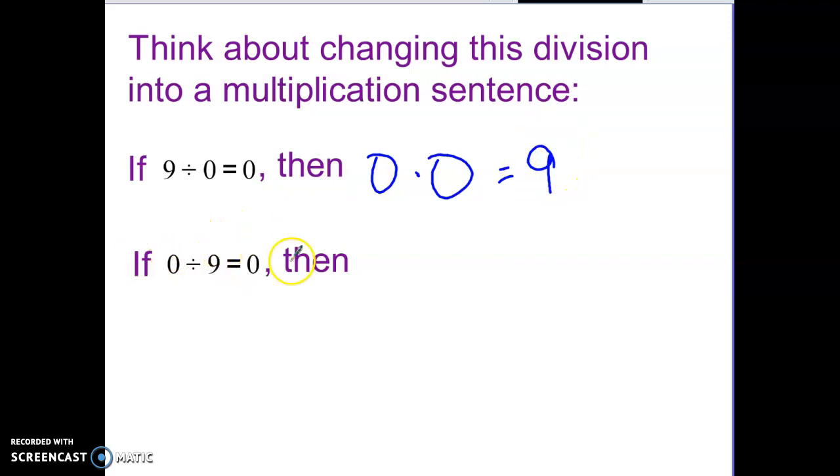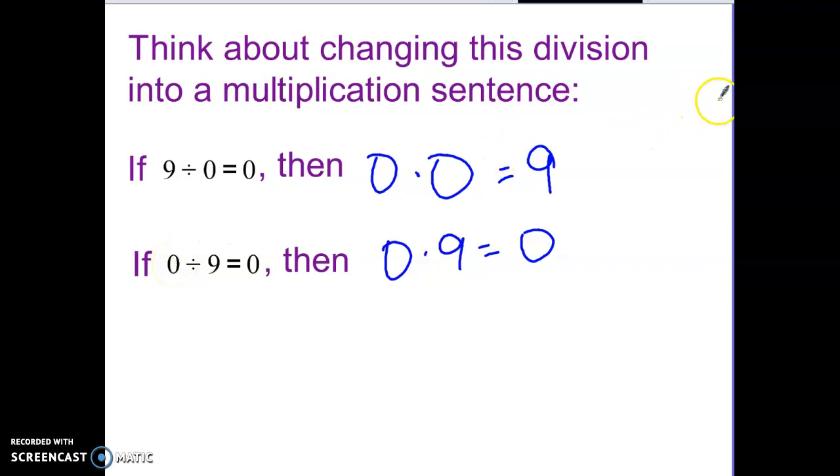Okay, so let's do the same thing with this one. Right, here's my total. These are my groups. These are my things in groups. So I end up with this, right? If I multiply these two together, I should get back my total.